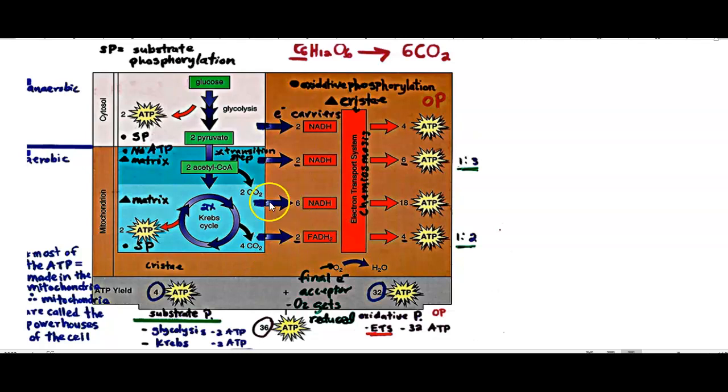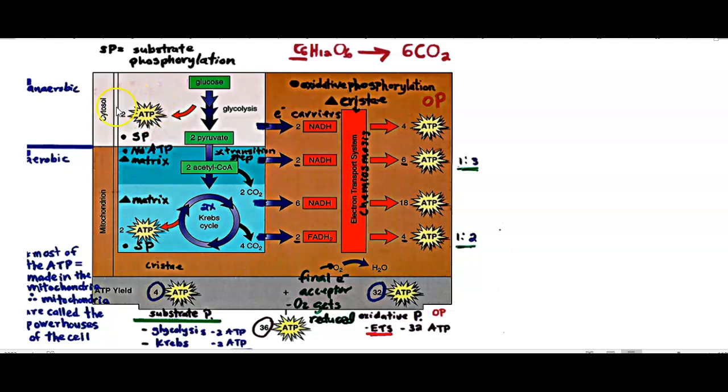Alright? Let's look at these electron carriers. 6 NADHs take their electrons, hydrogen, and energy to the electron transport system. So 6 times 3 is 18, 18 ATPs. 2 FADH2s take their electrons, hydrogen, and energy to the electron transport system. 2 times 2 is 4, makes 4 ATPs. So add all these up: 32 ATPs made through oxidative phosphorylation. That's in the cristae.